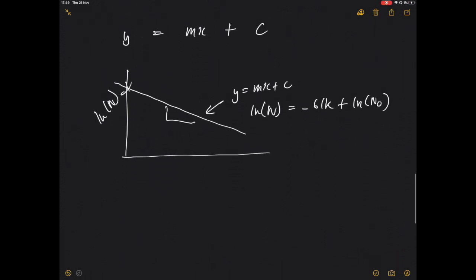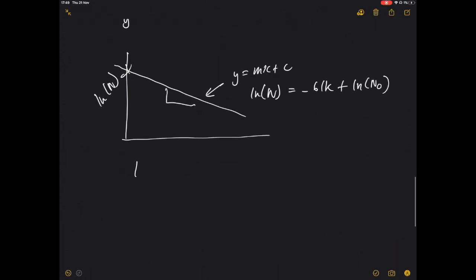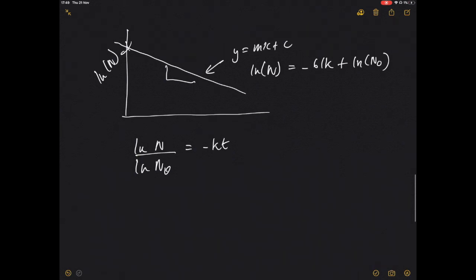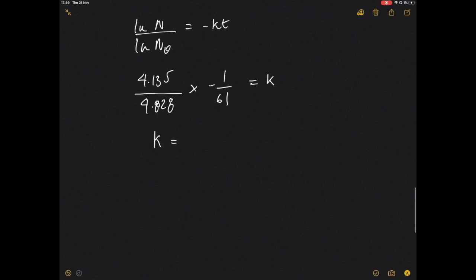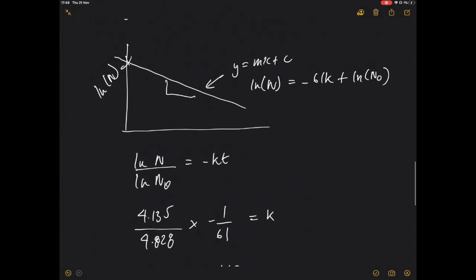So to solve our k, all we need to do is we can say that ln n over ln n0 equals minus kt. So we put our numbers in and we will find out that that would be 4.135 over 4.828 multiplied by minus 1 over 61 equals k. So that means our k value, they're always quite small, would equal minus 0.0140. So we now have a full description of this curve.